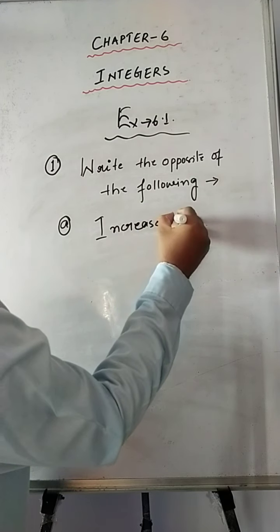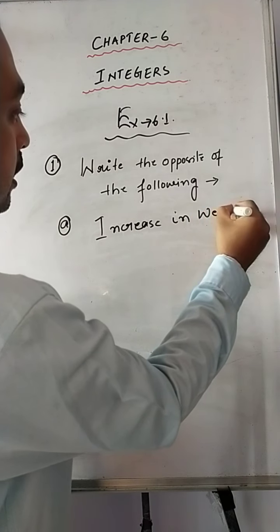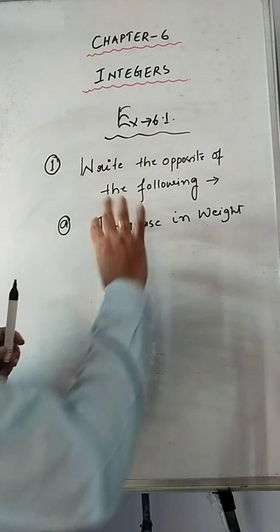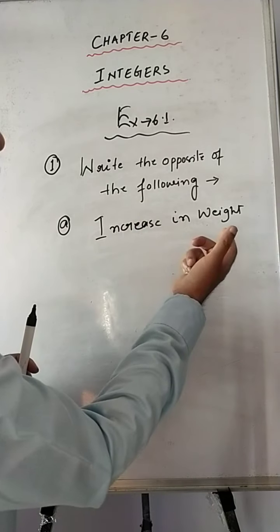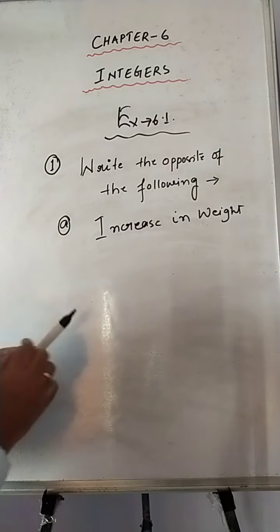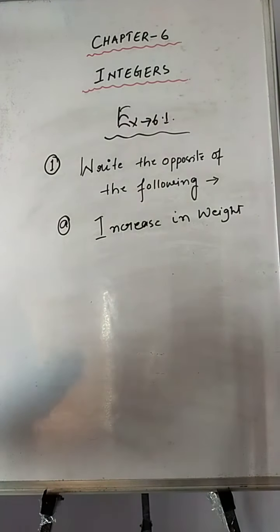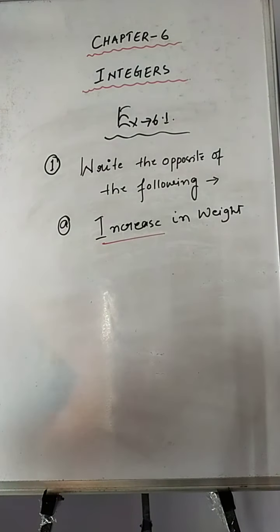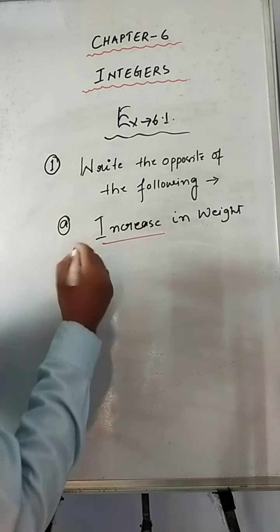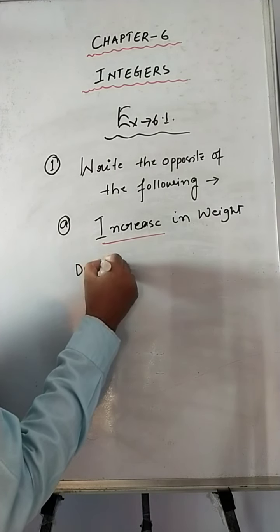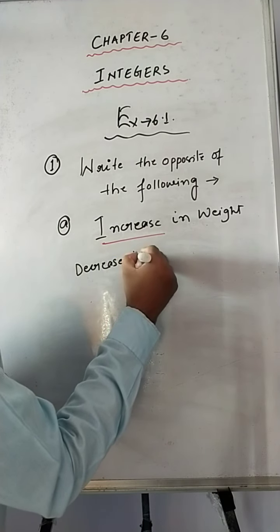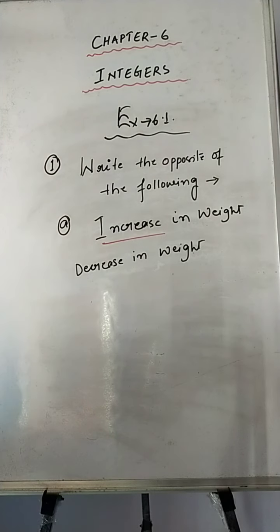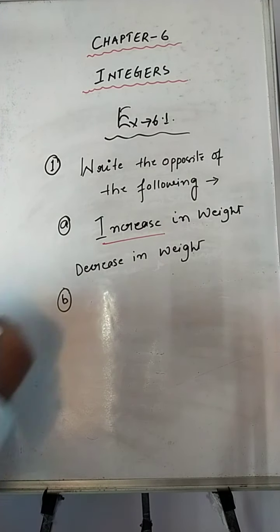Increase in weight. Fine. So you have to change this statement. That means you have to find out the opposite meaning of this particular statement, that is increase in weight. What we can write? So we have to change this particular word, that is increase. What is the opposite of increase? The opposite of increase is decrease. So we'll write decrease in weight. Okay, decrease in weight. Now let's see what is question number B.